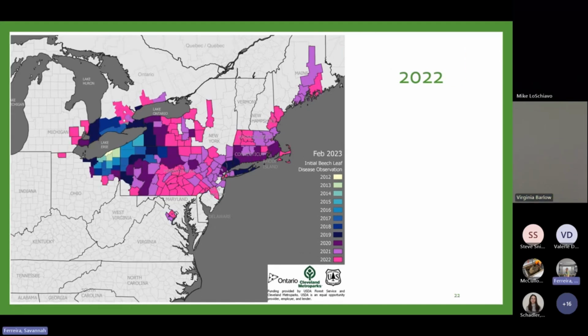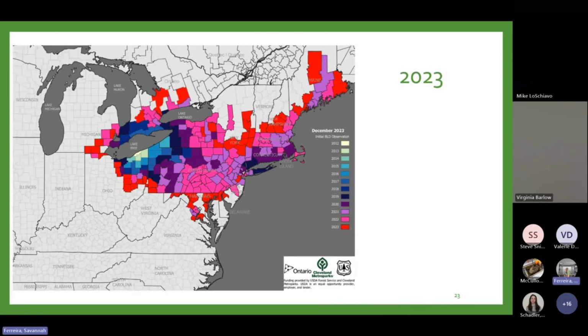Here's the distribution map of beech leaf disease in North America from February of 2023. So this is all of the 2022 data. Beech leaf disease was detected in 12 states and Ontario, Canada. And as you can see, New Hampshire was added to the map.